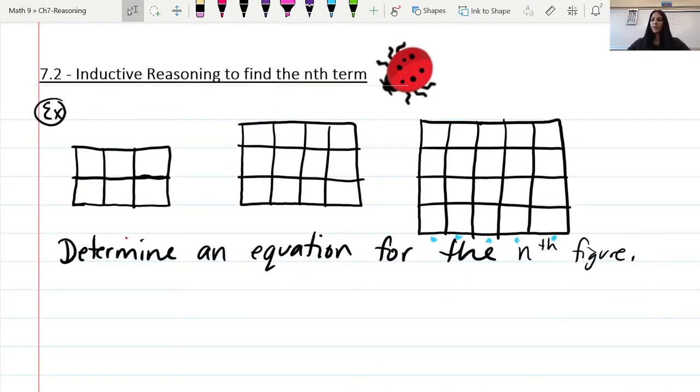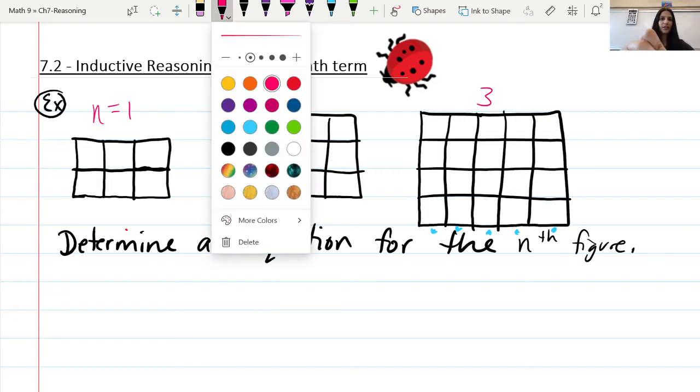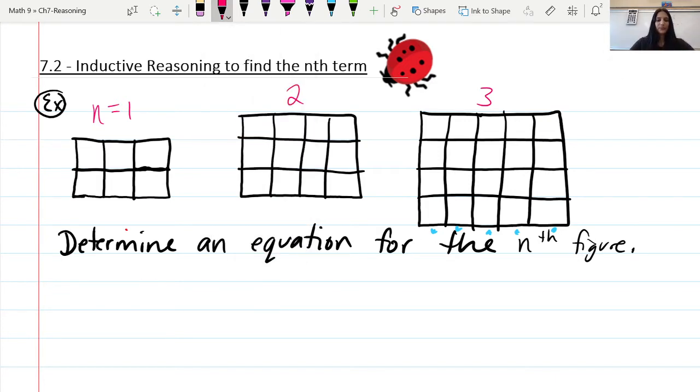Today we're going to be looking at 7.2, inductive reasoning to find the nth term. And we're going to start off with these diagrams. And I'm going to say that n, which we've seen in the past, is our figure number. So here I'd have n equals 1, n equals 2, and n equals 3. That's referring to the figure number that we're dealing with.